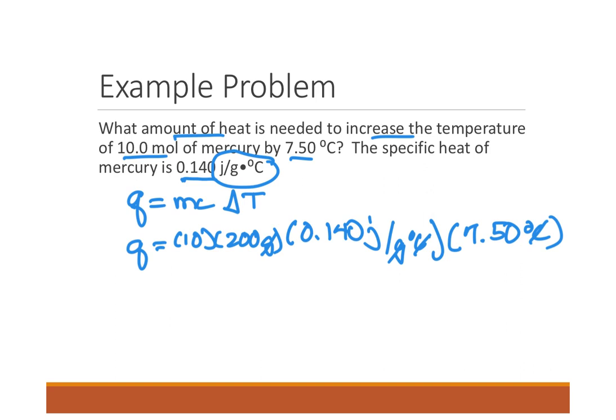If we go ahead and do the math on this problem, we're going to see that our amount of heat that's being transferred is 2800 joules. So that's the amount of heat that was needed to move into this sample of mercury and raise its temperature 7.5 degrees.